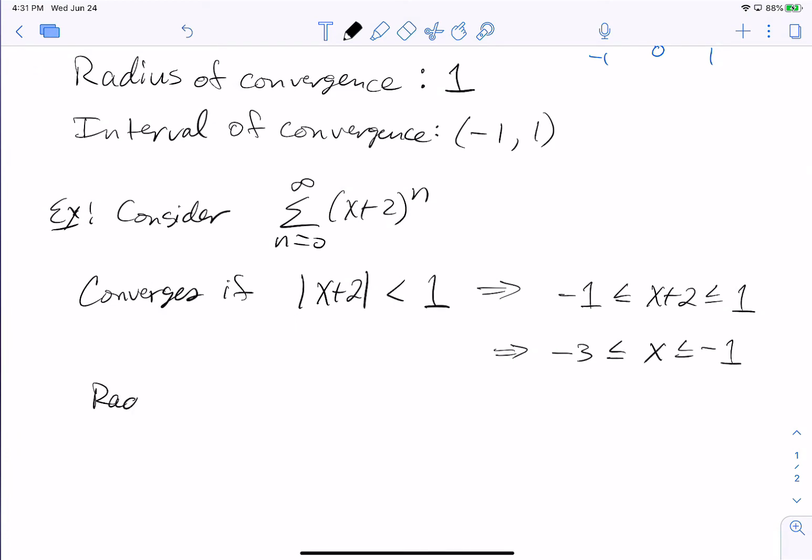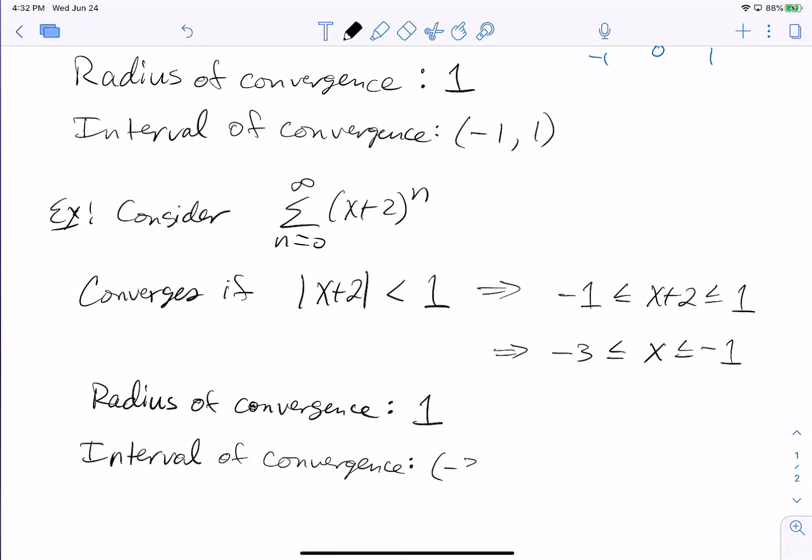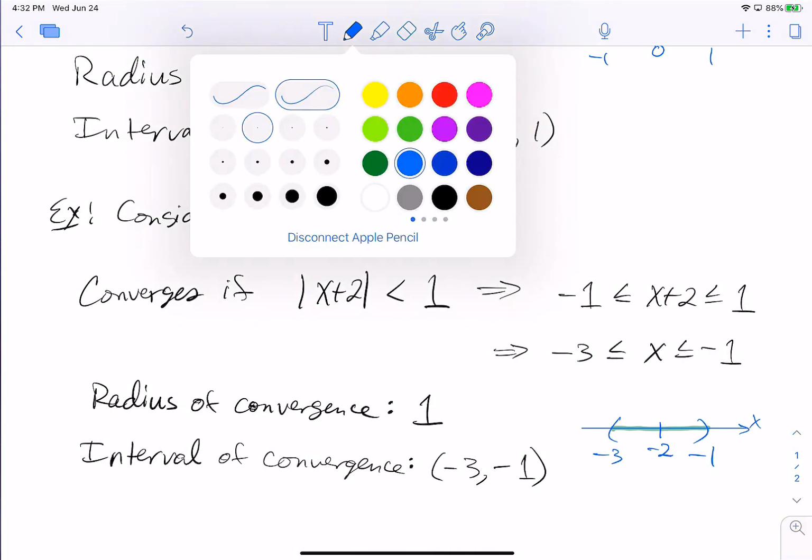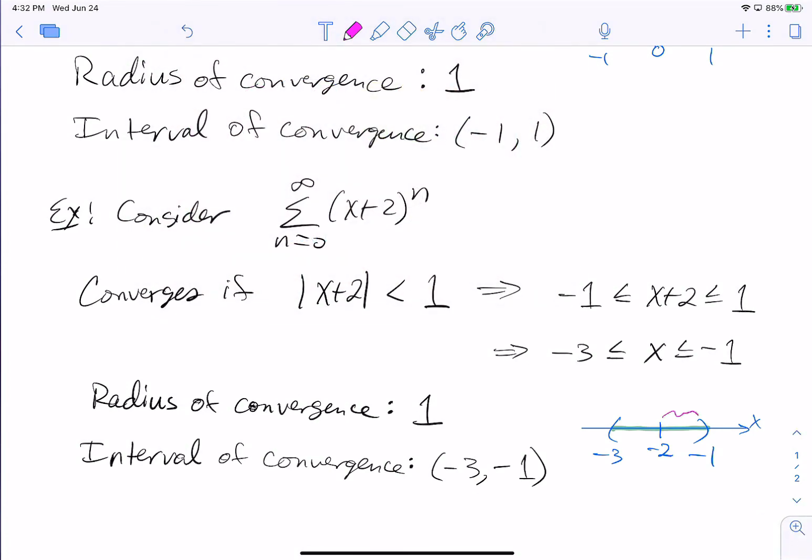Thus, we have a radius of convergence, which is 1, and an interval of convergence, which is the open interval from -3 to -1. Visually, this looks like the open interval on the x-axis from -3 to -1. We can see that the center of this interval is -2. That's that shift I was talking about. And I'll highlight there the interval from -3 to -1. And then the distance from the center to one endpoint of the interval is the radius. We aren't going to be spending time in this section graphing this on a number line. I'm just giving you something to hang on to.